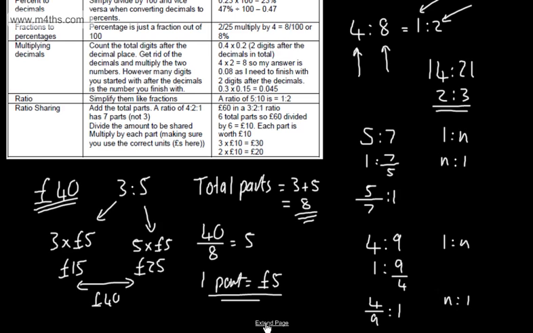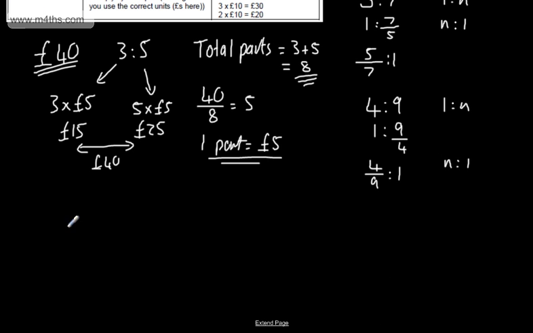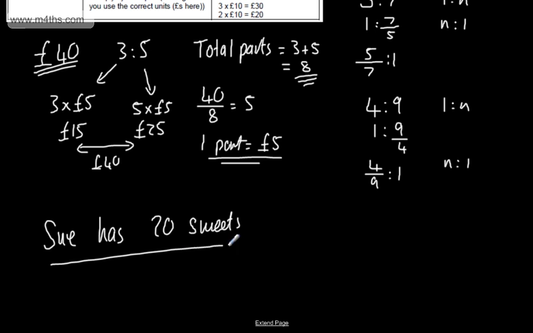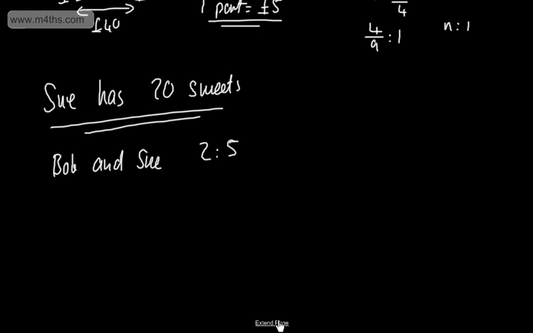So a nice switch around with ratio would be, let's say now Sue has 20 sweets. The original ratio was split between Bob and Sue, who had the sweets shared in a ratio of 2 to 5. And we might be asked how many sweets there are in total. So Bob and Sue had this bag of sweets, and they shared this in a ratio of 2 to 5.